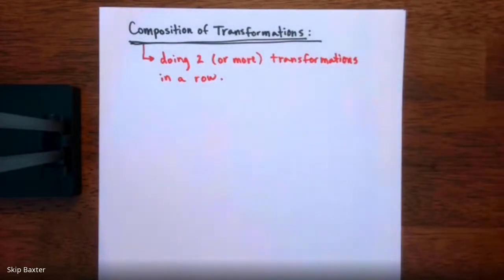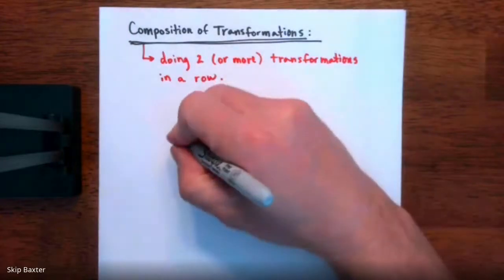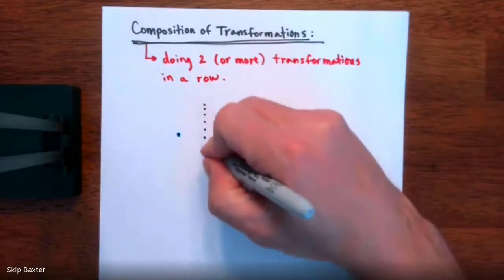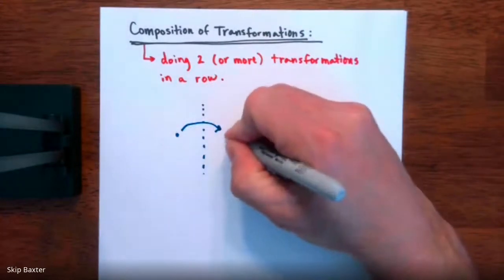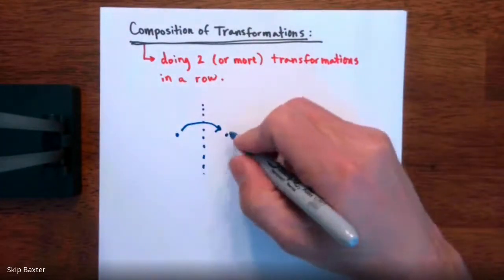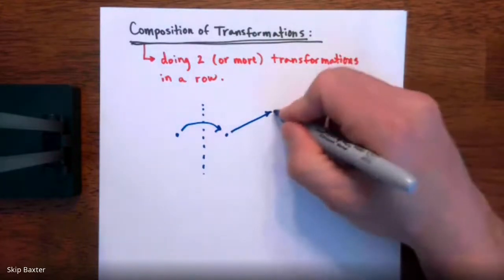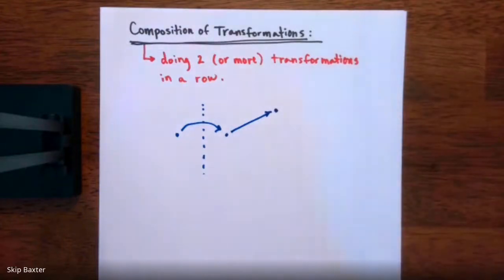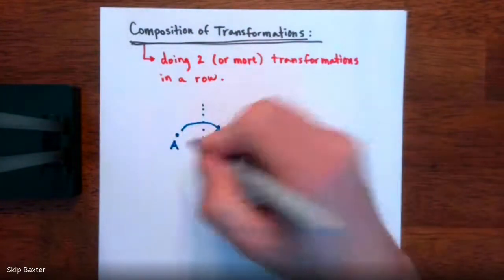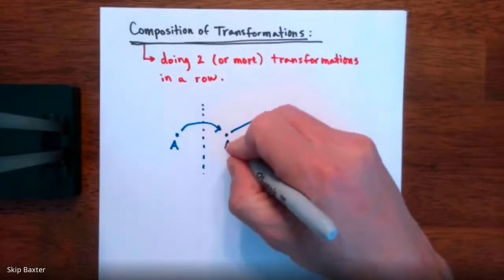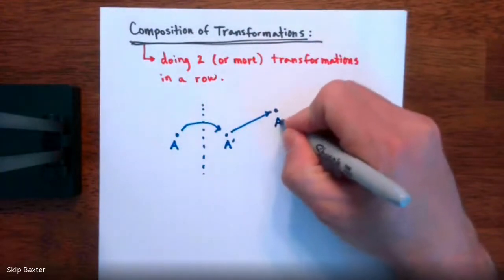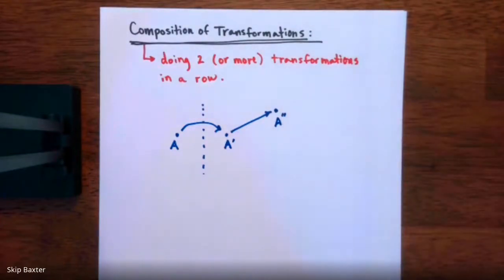to that image. Okay, so for example, you might take a point, reflect it over a line to get a new point, and then take that point and just translate it a certain number of units to a different point. That would be an example of a composition of transformations. You start with one point, call it A, then you reflect it across a line to A prime, and then you move that over here to A double prime. Okay, so you're basically doing a series of transformations.